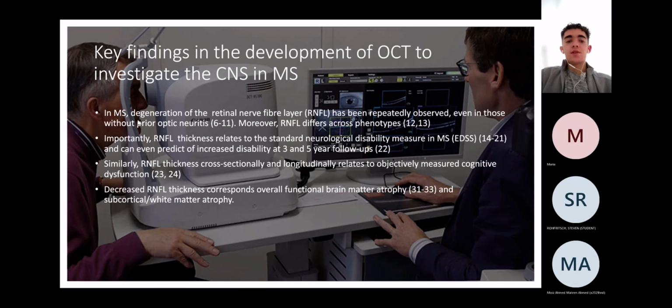And decreased RNFL thickness corresponds to overall brain matter atrophy, right? So specifically, you look at the thickness of the RNFL within the eye, and what you find is that its thickness, its degeneration, its integrity is related to overall brain integrity, and more importantly, in MS, it's related to subcortical or white matter atrophy, right? It's important to remember that MS is considered a demyelinating disease, right? So it attacks white matter, myelin, right? And so importantly, the RNFL thickness is related to the integrity of the myelin within the brain.